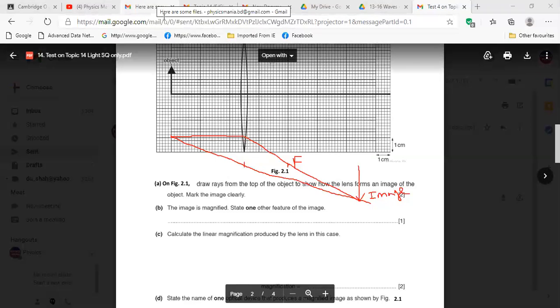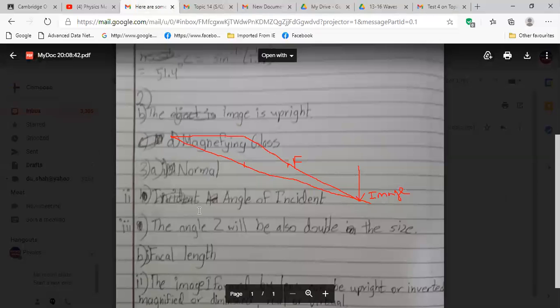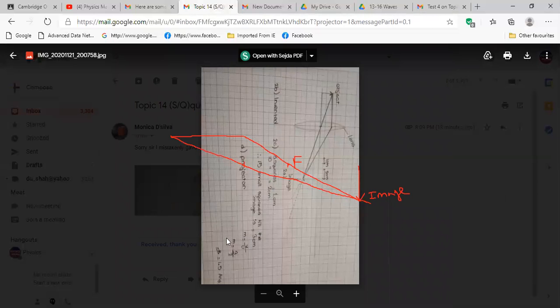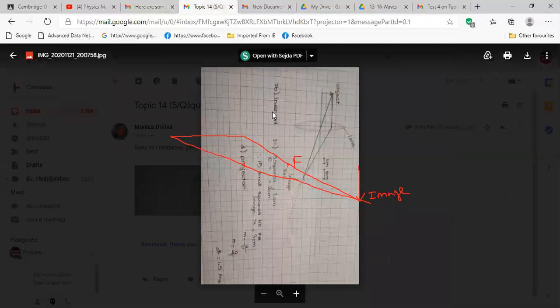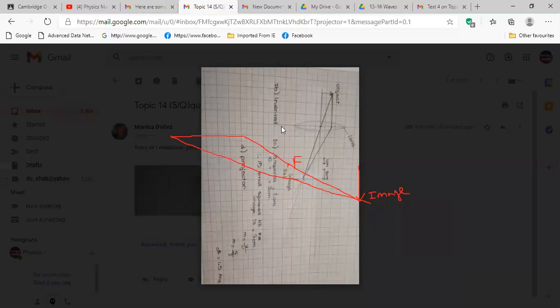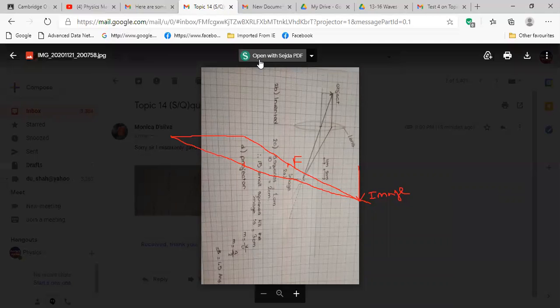Any one you can write. You can write real or you can write inverted. So what did you write? Inverted. Okay, here you got one. You give your tick for this part. It's correct.